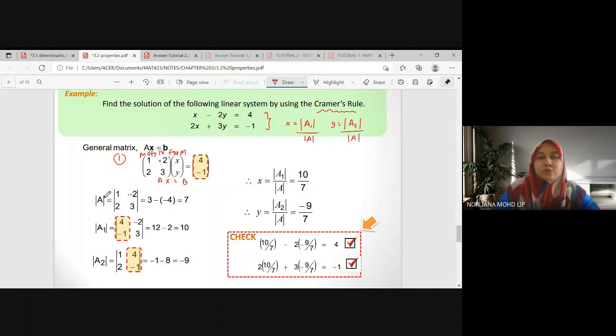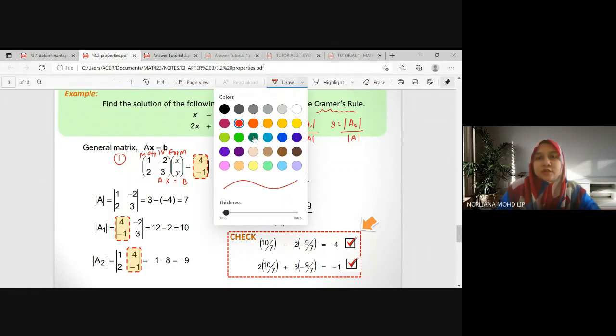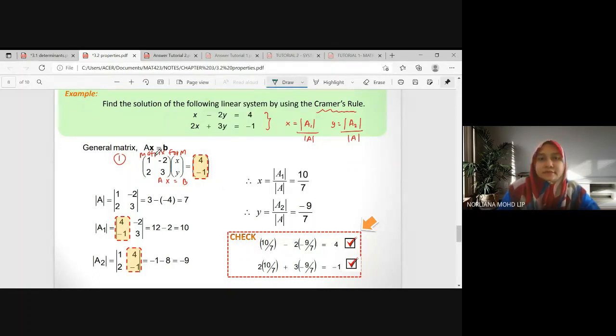Okay, first we have to find the determinant of A. So the determinant of matrix A is equal to 3 minus negative 4, which is equal to 7.